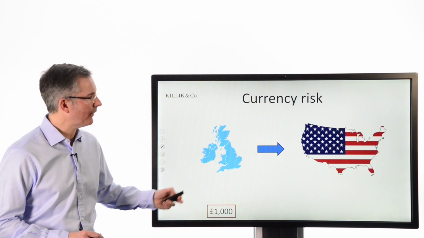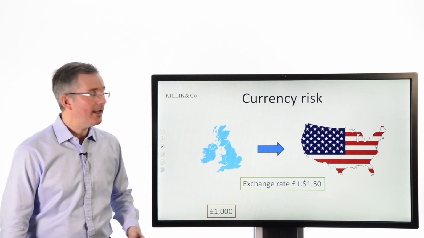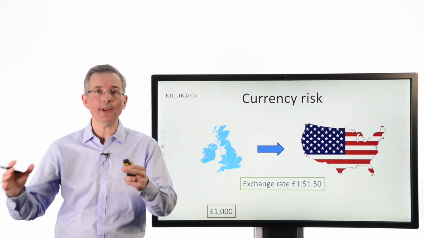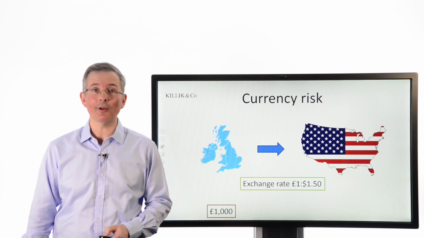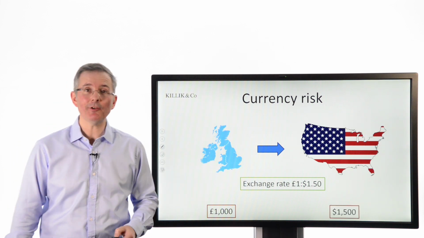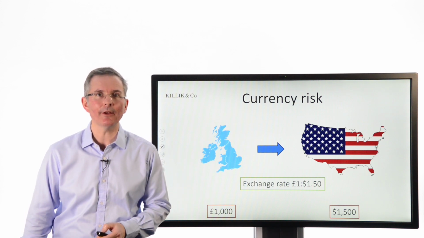Now, imagine you've got £1,000 to invest and you decide not to invest in the UK, you invest it in the US market. So you'll need to translate it into dollars first, and let's take an exchange rate of £1 to $1.50. That gives you $1,500 to invest in the US market, and you invest it successfully, let's say.